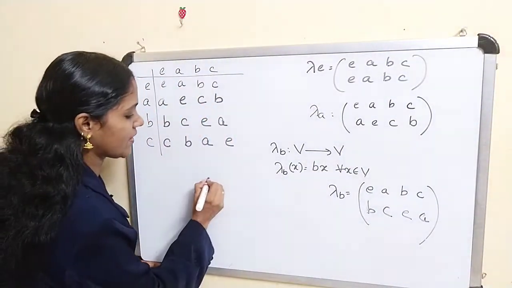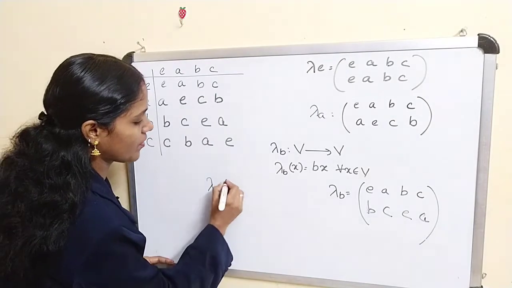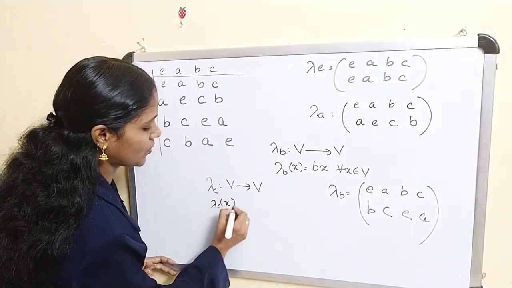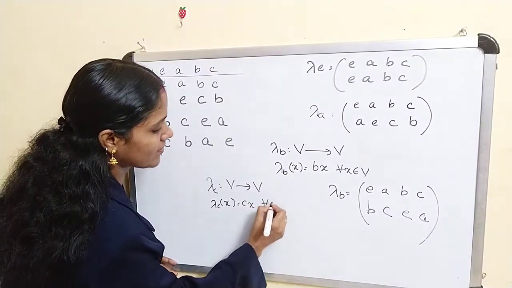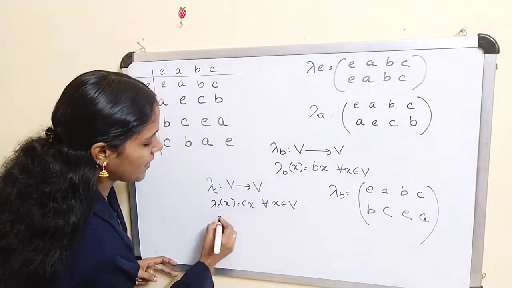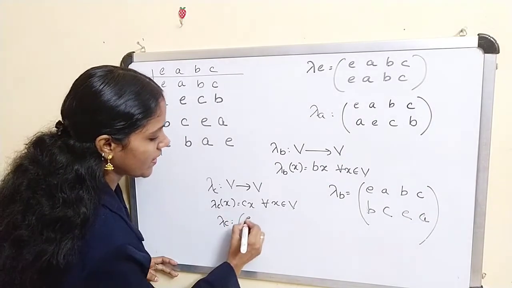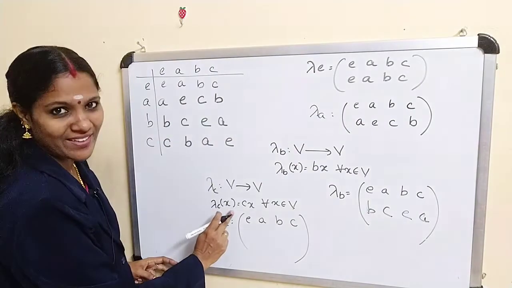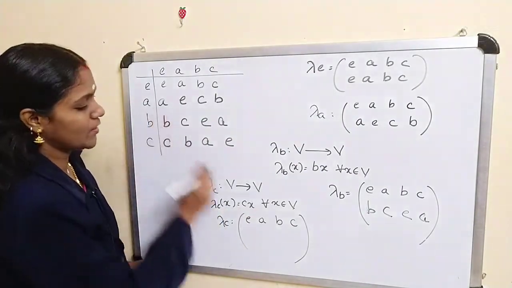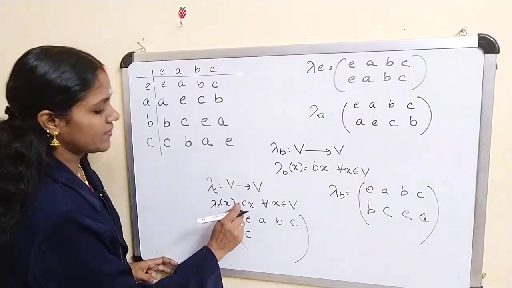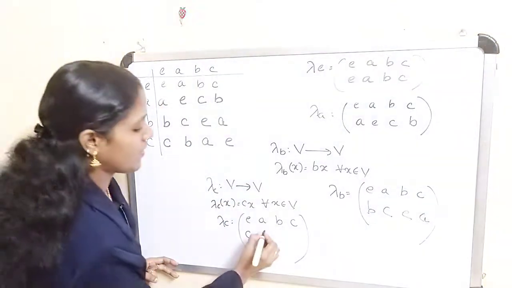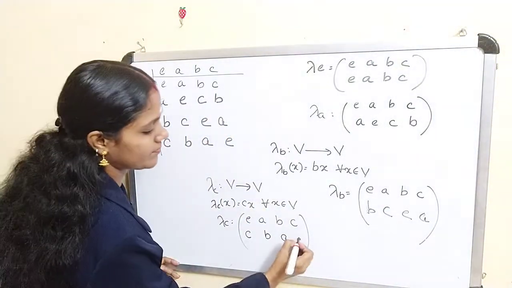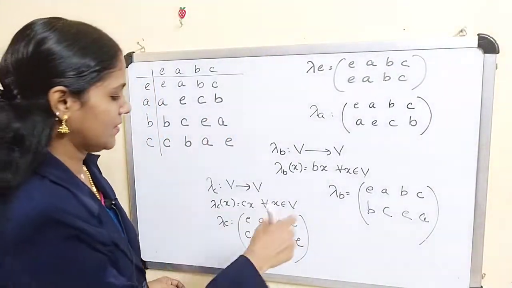Now what about lambda C? Lambda C is a function from V to V such that lambda C of x is equal to Cx for every x belongs to V. Okay, this implies lambda C is a permutation on E, A, B, C. Now what about lambda C of x? Cx, that is CE means C. CA means CA is B, CB is A, CC is E. Okay, this is our lambda C.